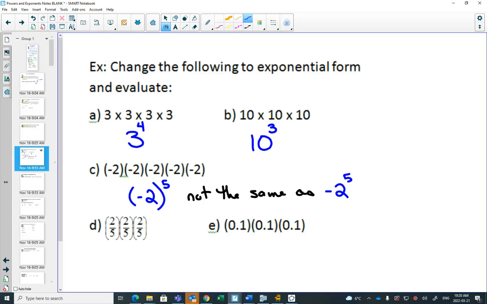They're not the same. Because this one means the exponent of 5 is only on the 2. So it's 2 times 2 times 2 times 2 times 2, and there's a negative out in front, which is like a negative 1 out in front. The answer would be the same, in fact, in this case, because 5 negatives is still negative. So if you made the mistake, you wouldn't actually get a wrong answer.